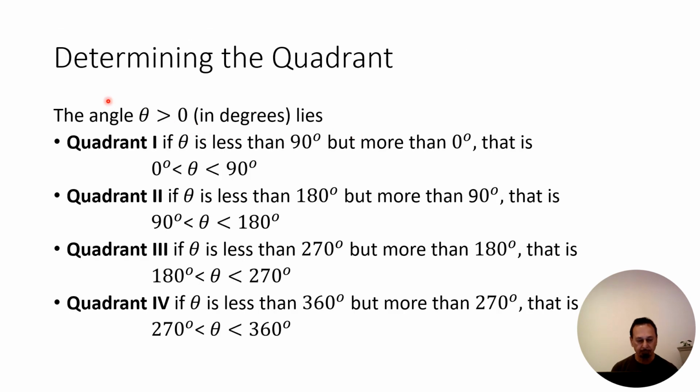Determine the quadrant in which theta lies. If theta is less than 90 degrees but bigger than 0 degrees, theta lies in quadrant 1. If theta is less than 180 but bigger than 90, then it is in the second quadrant. If theta is less than 270 but more than 180 degrees, then it will be in quadrant 3. If theta is less than 360 but more than 270, then theta lies in quadrant 4.